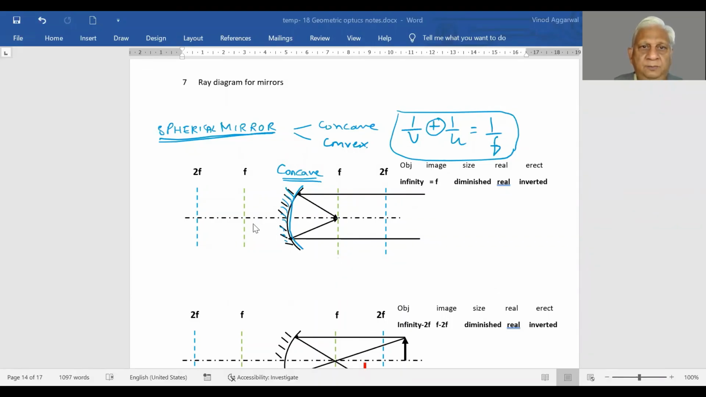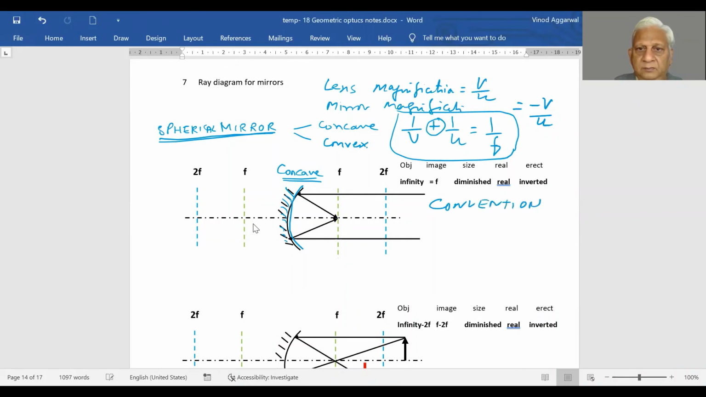Another difference is in case of lenses, magnification was defined as V over U. But in case of mirrors, magnification is defined as minus V by U. Here again, the conventions are same. Conventions are same as lenses.